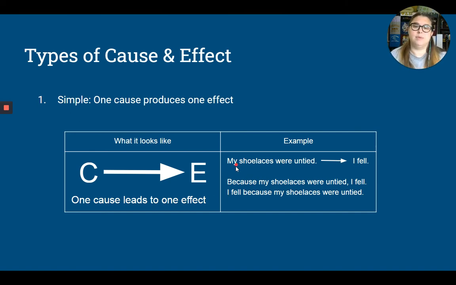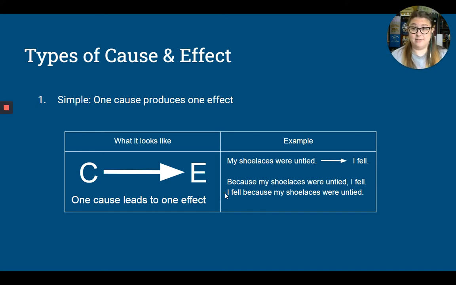So if we take a peek here at my example, this is an example I used earlier. My shoelaces were untied, I fell. So we're saying that those 2 events are related to one another, but that's really all that's related to one another. They're just 2 things. And what I've done is I've written my sentences to show that it doesn't matter if your cause comes first or your effect comes first, the sentence still makes sense. So in my first sentence, my cause comes first. Because my shoelaces were untied, I fell. In my second sentence, my effect comes first. I fell because my shoelaces were untied. Now, both of those sentences make sense.